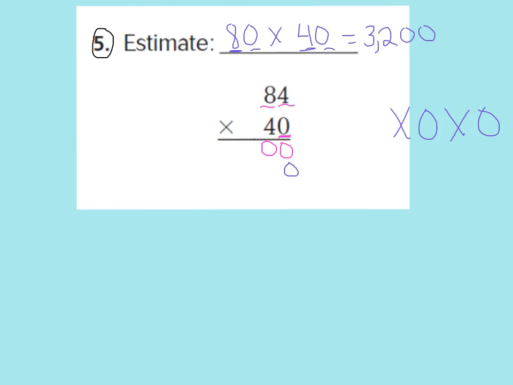So let's start with our 4. 4 times 4 is 16. Drop down your 6, regroup your 1. 4 times 8 is 32, plus 1 is 33. Now I can add. 0 plus 0 is 0. 0 plus 6 is 6. 0 plus 3 is 3. And 0 plus 3 is 3. So my product is 3,360, and that is very close to my estimate. So we are correct in both of those.